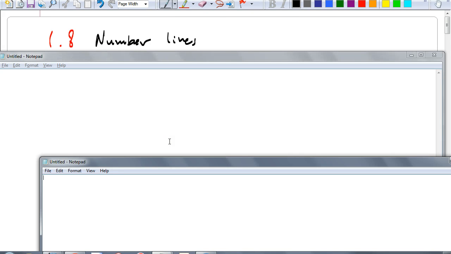Okay, we're going to talk about number lines and opposites and absolute values today. We're going to combine these two sections together because they're pretty straightforward.